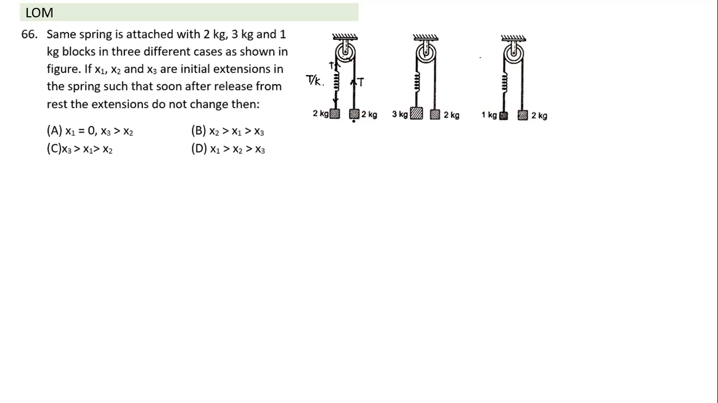As soon as you release the system, some force will develop in the spring. If the extension of the spring is such that the force in the spring is equal to the tension which is going to develop in the string, then the length will not change. So if the tension that develops is T, the initial extension has to be equal to T by K, then only the length will not change. So what we need to do here is calculate the tension which will develop in the string in the normal case, with the overall length not changing.